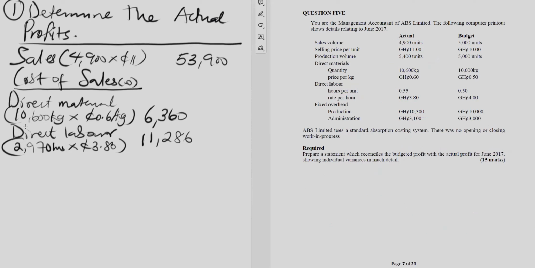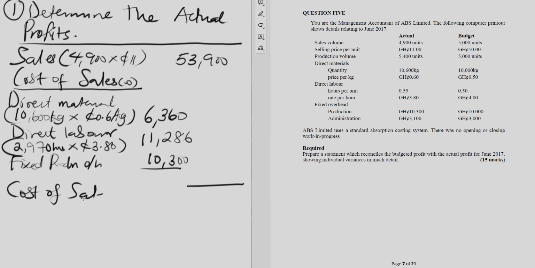This one, we are dealing with absorption costing. So in that case, we have what? Fixed production overheads. So for fixed production overheads, the total value of that is actually 10,300 cedis. Now we put all this together, that gives us our cost of sales. Okay, so that gives us our cost of sales.